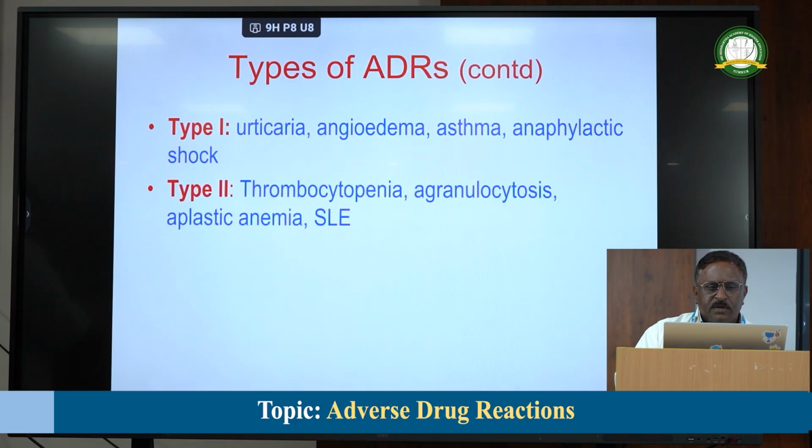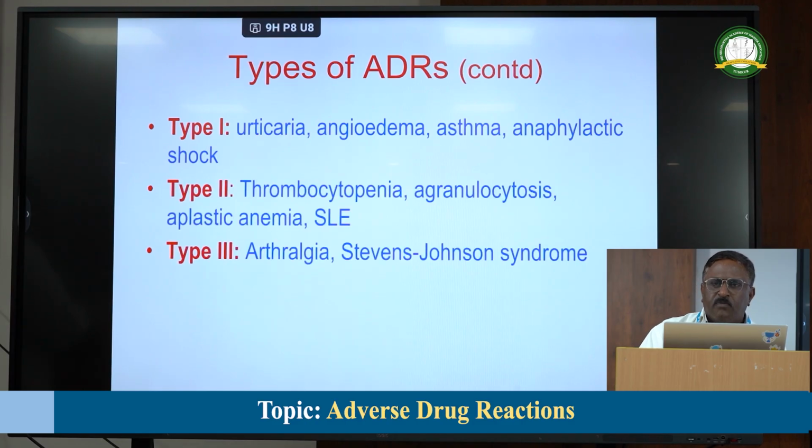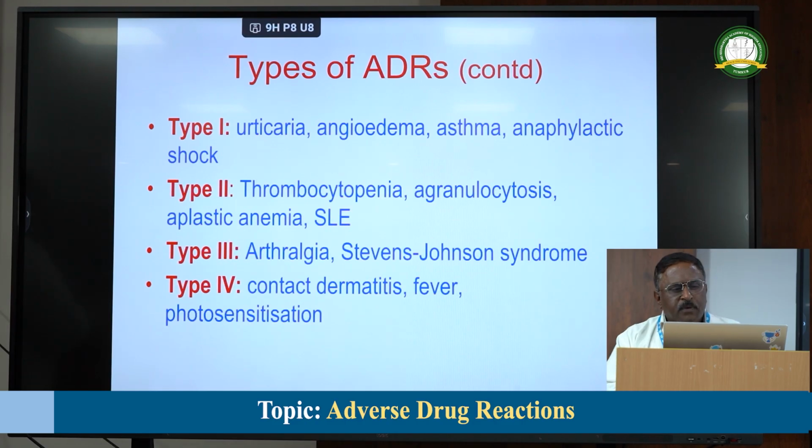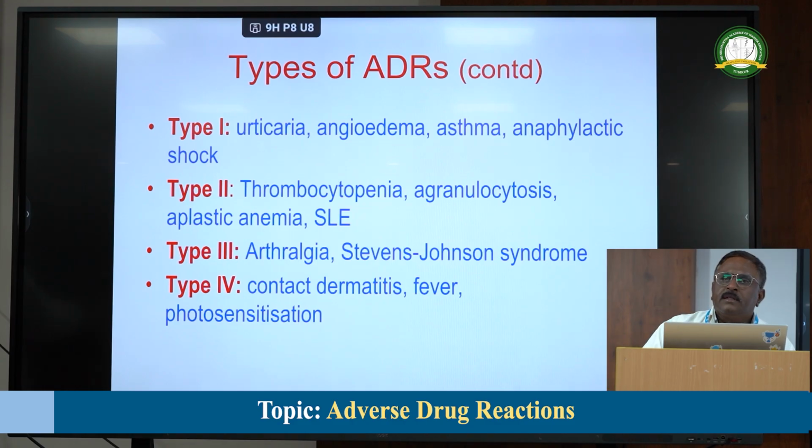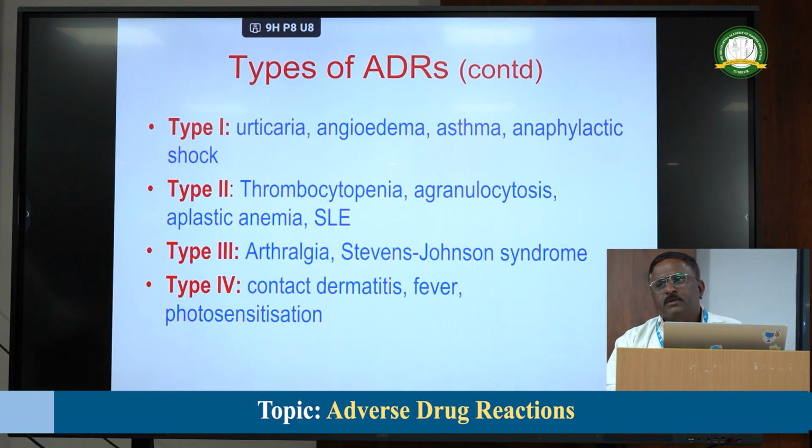So what are the different types of these ADRs? There are type 1 to type 4. Type 1 is immediate hypersensitivity reactions, where the patient may present with urticaria. There may be angioedema, which is a severe type of reaction. The patient may have bronchoconstriction or an asthma-like attack, or there may be anaphylactic shock with laryngeal edema, which is a very severe type of reaction.